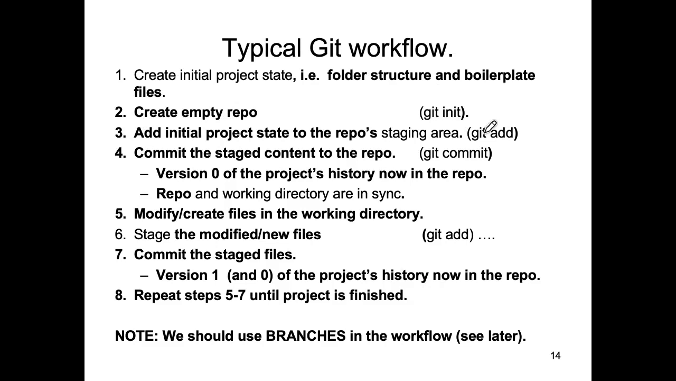So the git add command now moves our working area into a staged state. Then you issue the git commit command, and now there is an initial version of your working area inside the repository. We can call that version 0. So the working area and the repo are now in sync. And then what happens after that is, as you imagine, you make some modifications to files in the working area, you stage them, you commit them, and on it goes within this kind of loop.